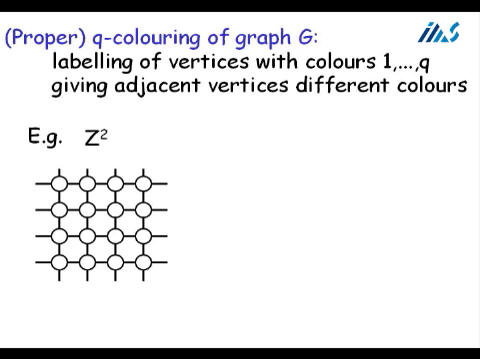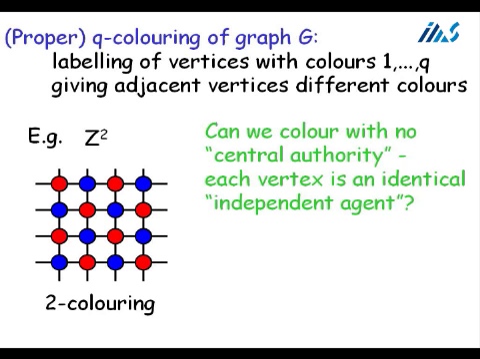A proper coloring of a graph is a labeling of the vertices with the colors 1 through Q, such that adjacent vertices have different colors. This is a 2-coloring. And the question we're looking at is, can we color all the vertices so that there's no central authority, and each vertex follows an identical algorithm to pick its color?